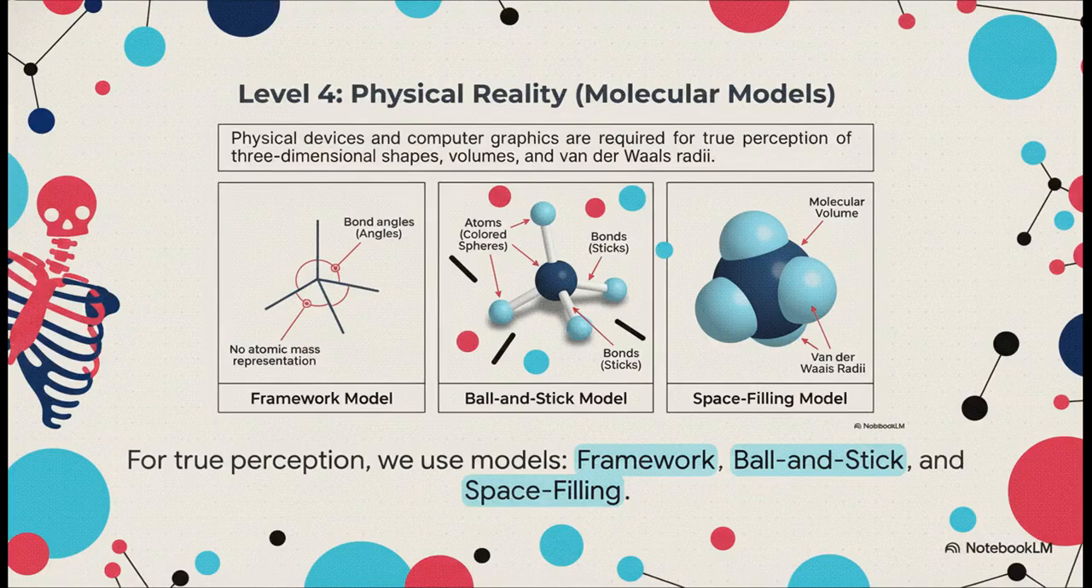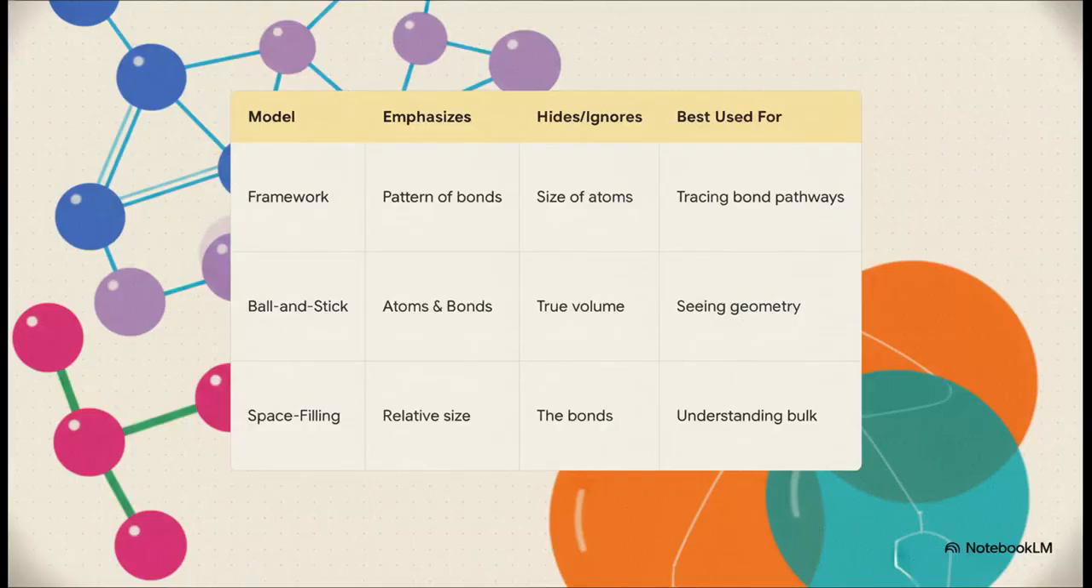But of course, to really get a feel for a molecule's shape, we have to go beyond drawings. That's where models come in. On the left, you have a framework model, which is kind of like a wire skeleton. In the middle is the classic ball and stick model showing both the atoms and the bonds. And on the right, you have the space-filling model, which gives you the best sense of the molecule's actual size and surface. This table breaks it down perfectly.